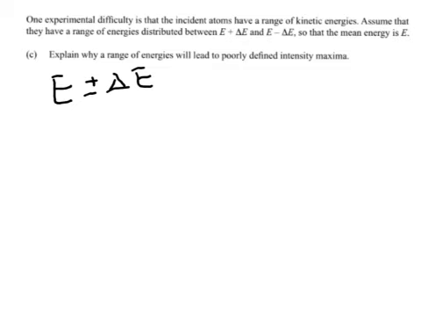The actual question C says explain why a range of energies, plus or minus delta E, will lead to poorly defined intensity maxima.